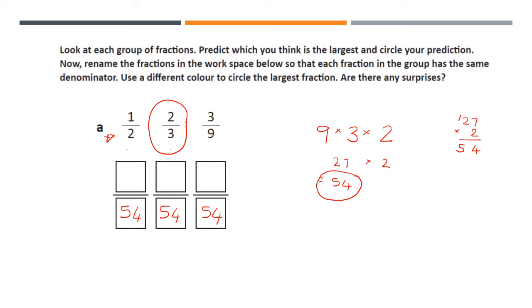Can you remember what we did with equivalent fractions? What we do at the top, we do at the bottom. So what do I do with 2 to get to 54? I say, how many times does 2 go into 54? And I actually can do a little calculation here. 2 goes into 5 twice.